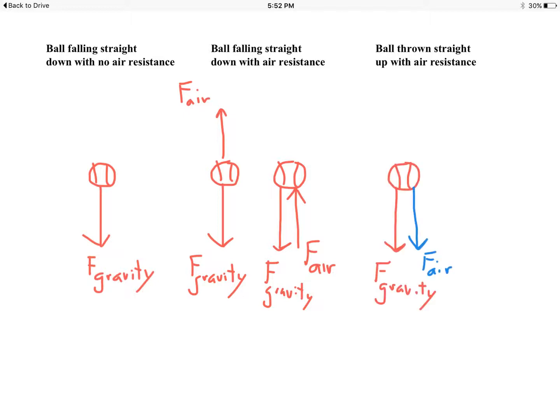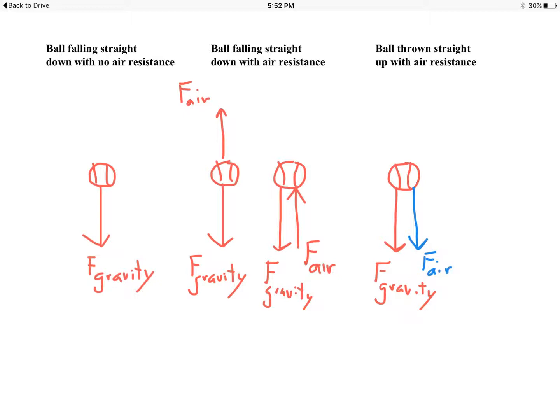Alright, in the third diagram, the ball is traveling upward. The force of air resistance opposes the direction the ball is moving, so it's in the same direction as the force of gravity. Once again, it may or may not be equal to the size or the magnitude of the force of gravity, but they're both in the same direction.